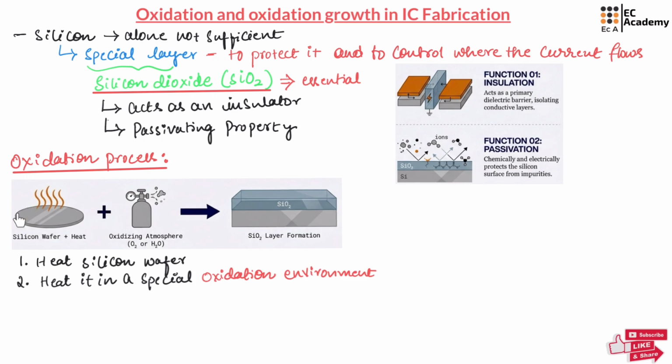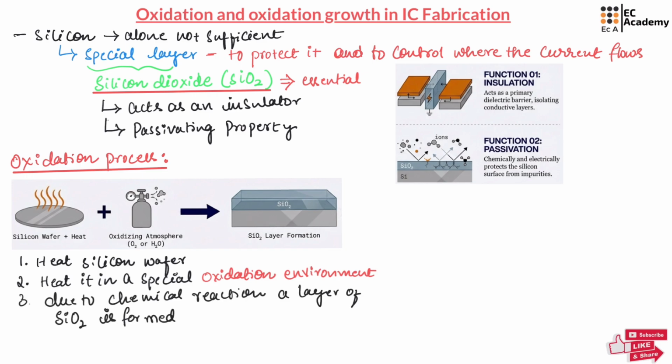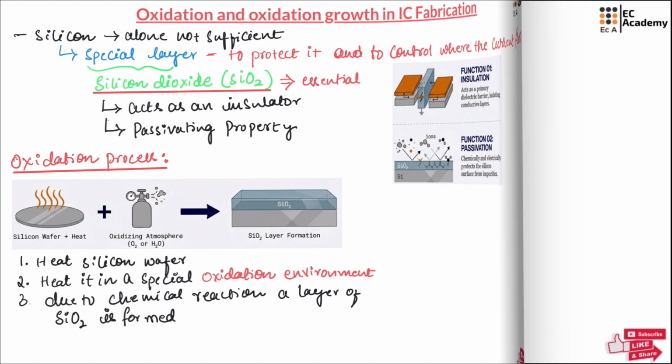When we heat the silicon in this atmosphere, a chemical reaction happens. Due to this chemical reaction, the silicon gets consumed and a layer of silicon dioxide is formed on the silicon wafer. So this process involves heating the silicon wafer under the oxidation atmosphere, due to which the chemical reaction happens and a layer of silicon dioxide is formed on the silicon wafer.